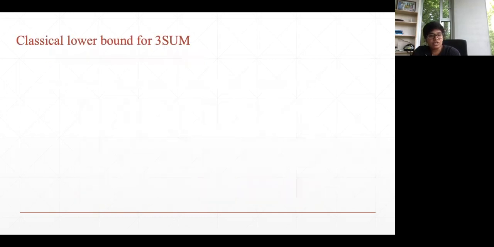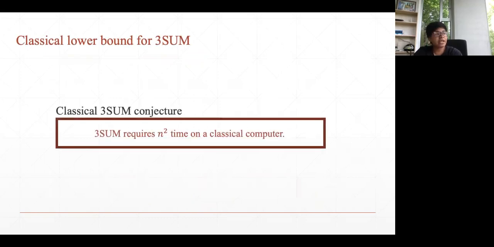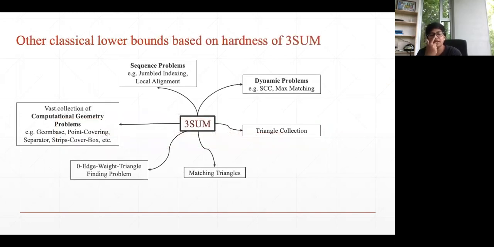Now the weird part was, people were not able to improve on this n squared classical algorithm for 3SUM. And with a lot of effort and time that went into it, people ended up conjecturing that 3SUM requires n squared time on a classical computer. And they called it the classical 3SUM conjecture. Now this 3SUM conjecture became instrumental in proving lower bounds for a lot of other problems, for which people are not able to improve on the already known algorithms.